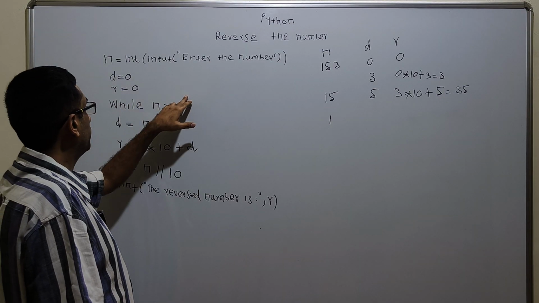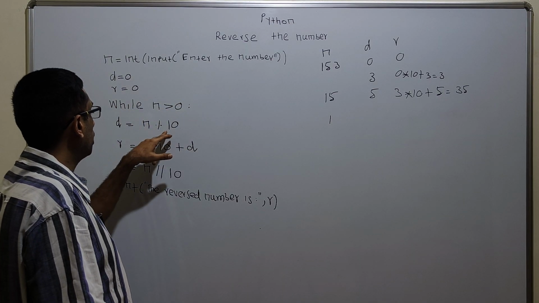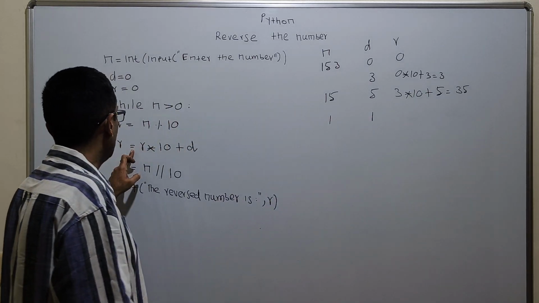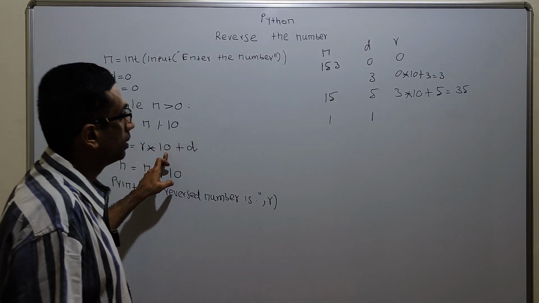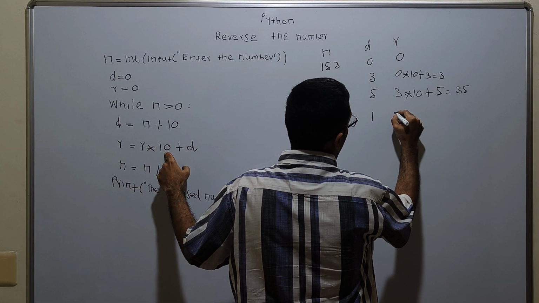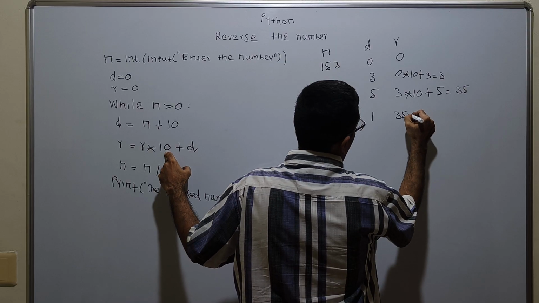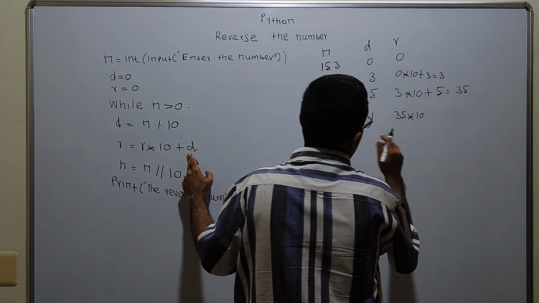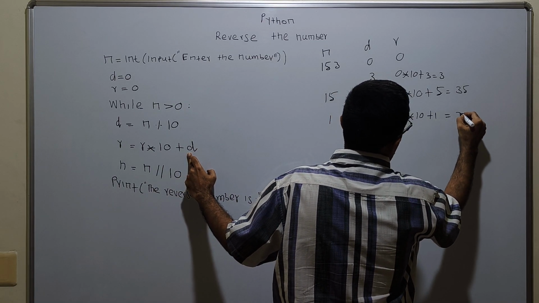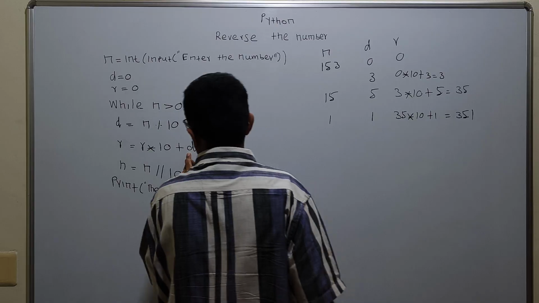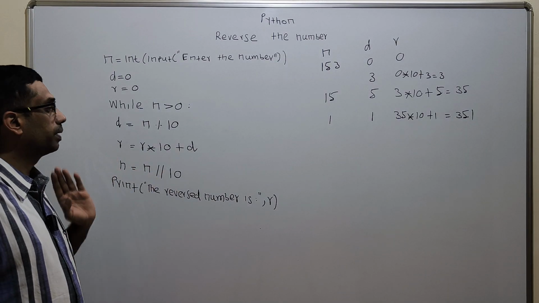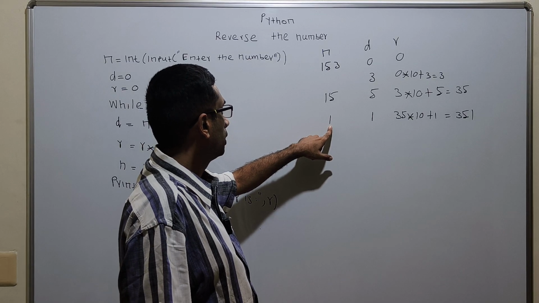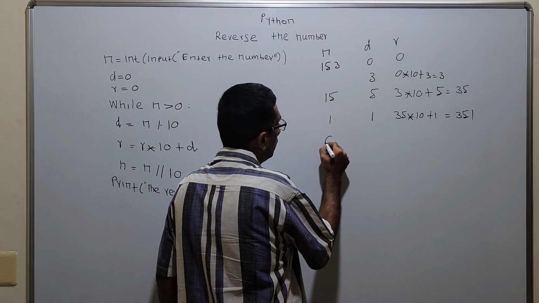Now to check, 1 greater than 0, the condition is true, d equal to n modulo 10. 1 modulo 10 is 1, d is having the value 1. R equal to existing value of R multiplied with 10, that is the existing value of R is 35 multiplied with 10, that is 350, plus the value of d. The value of d is 1, 350 plus 1, which is equal to 351. N equal to n integer division of 10. So the 1 becomes 0.1, the fraction part will get omitted. So the value of n equals 0.